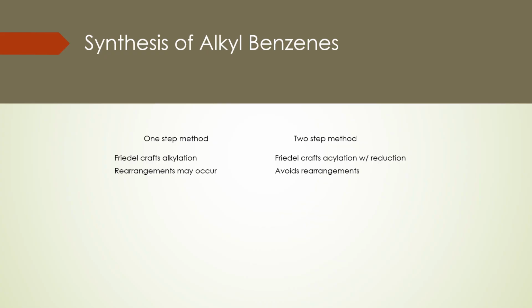If you want to make an alkyl benzene, you have two options: a one-step method with a Friedel-Crafts alkylation, or a two-step method using a Friedel-Crafts acylation to form a ketone followed by a reduction. While the second method does take longer, sometimes it has to be used to form some alkyl benzenes that can't be formed with the first one due to the rearrangement that happens.